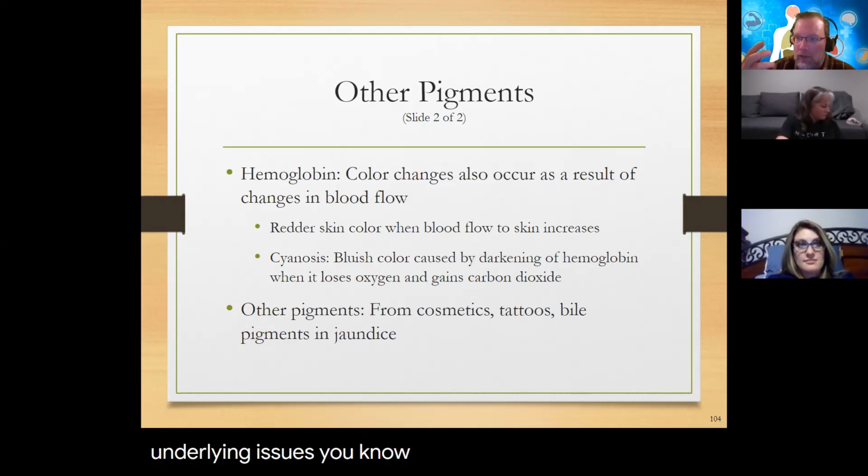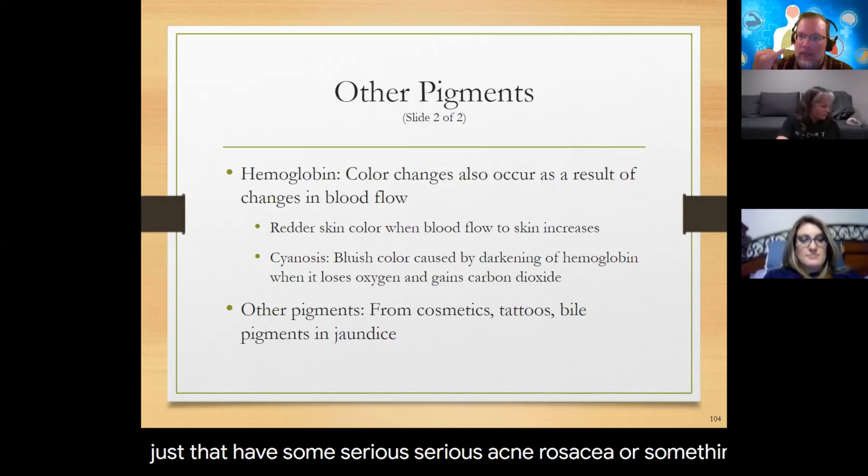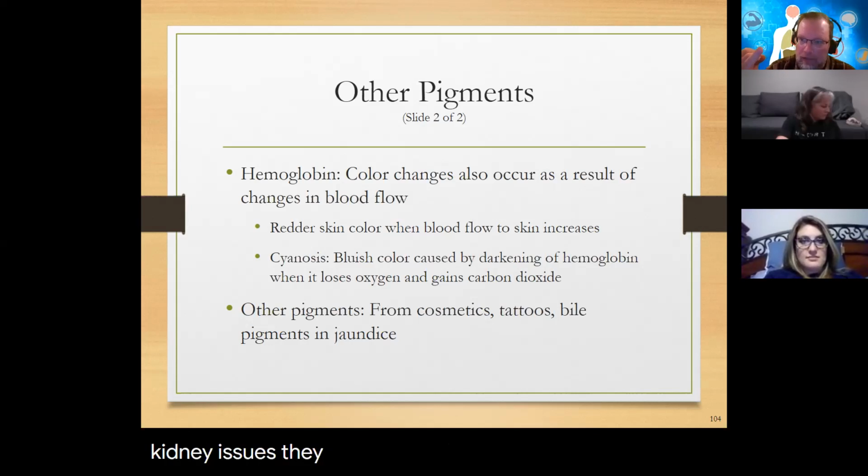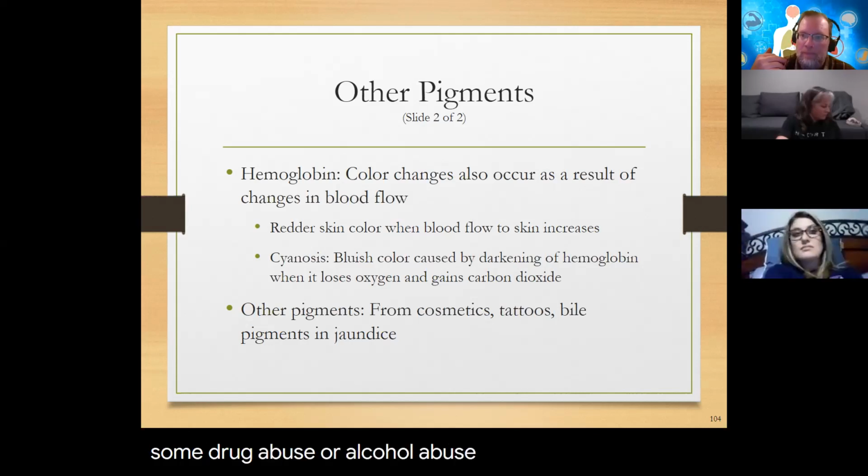It's usually related to some sort of enzyme that might be lacking or too much of. Relating to hydration issues, could be related to lymphatic health. Usually that's a big one. If you've got patients that have some serious acne rosacea or something like that, we're thinking they've got some kidney issues, liver problems, they might have some drug abuse or alcohol abuse issues, pharmacology abuse. They've got some serious lymphatic and filtration issues.